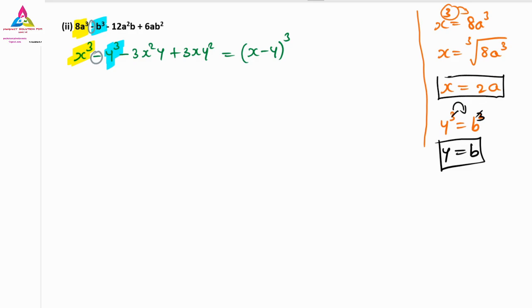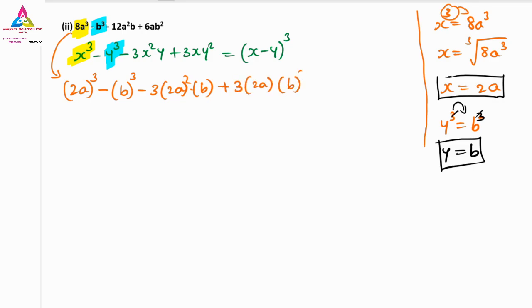Okay, so how do we substitute these values in the formula? Let us substitute. x cube is nothing but, the x value is 2a, so 2a the whole cube. Then we rewrite minus the y value b, so b cube, minus 3 into 2a square into b, next plus 3 into 2a, and here b the whole square, that equals 2a minus b the whole cube. That is the formula. Let us solve this, and this is the final answer we got.